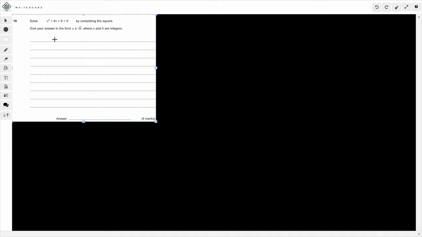So today, we're solving this quadratic here by completing the square. And we have to give our answer in the form a plus or minus the square root of b, where a and b are just integers. So, first off, remember an integer is just a whole number. We've got to complete the square on this, and it's a nice quadratic because the coefficient of the x squared is just 1. So we can start straight away with it.